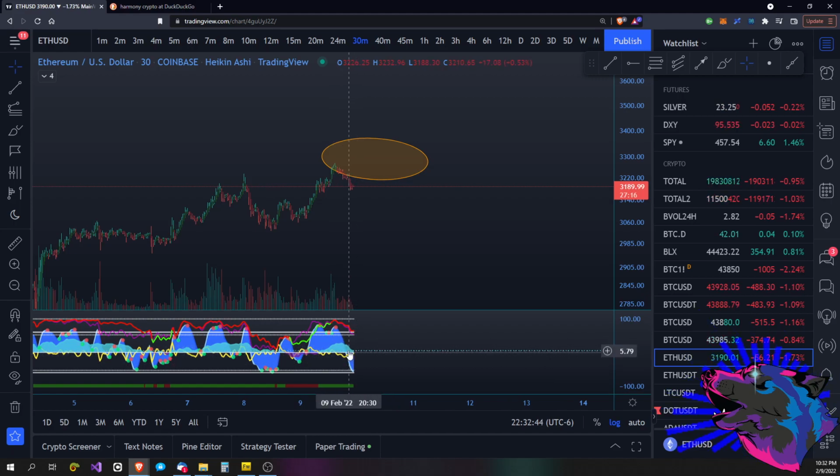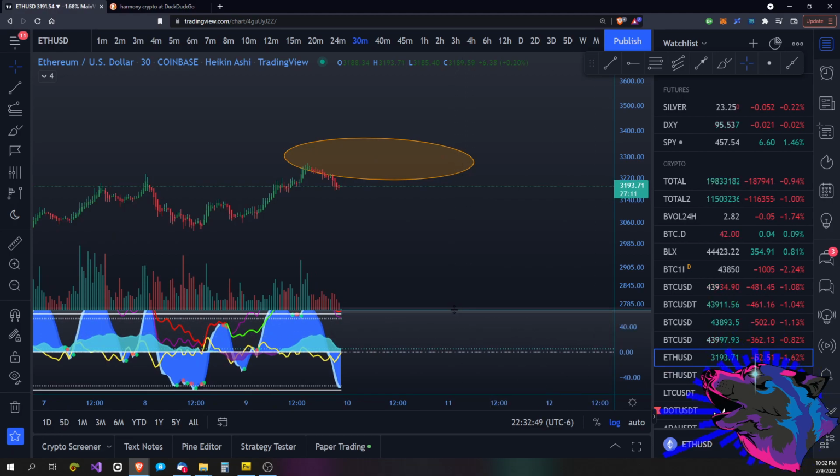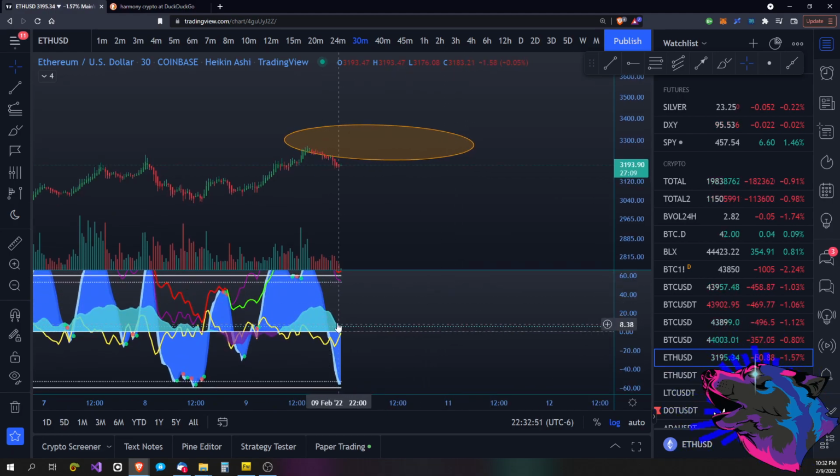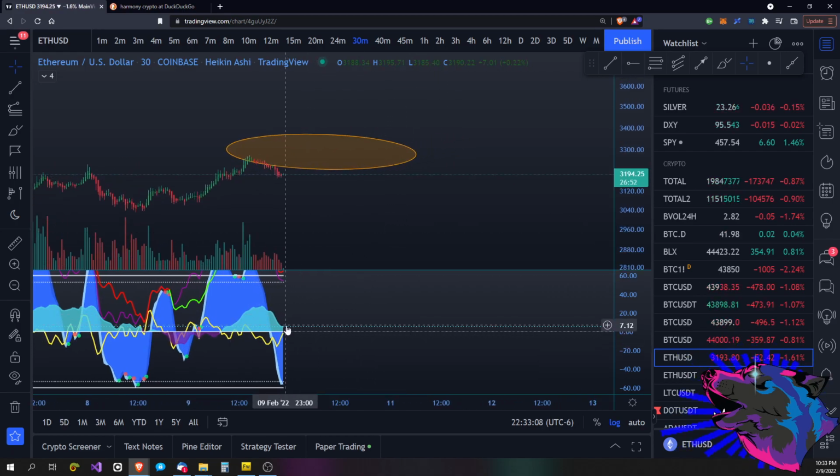VWAP's coming up, although money flow is possibly curving back up in the green. Potentially. We're coming out. We're kind of curved sideways a little bit here. It'd be nice to see something like this. But yeah, VWAP coming up. We've been down for three little waves here. Strong chance of this coming back to the upside.